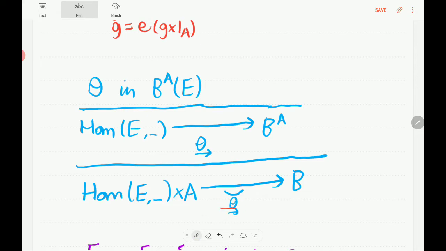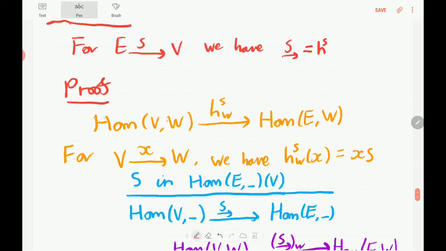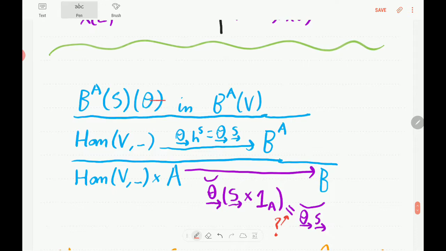We can really ask ourselves what are the arrows from hom(E, blank) times a to b. We can enumerate them, and then we can think of those as corresponding to these E-type figures of b to the power of a. But then we want to understand what happens when we have an arrow S from E to V in the category C, and we want to know what happens when we do an S action on a theta like this. So we've already talked about this kind of correspondence.